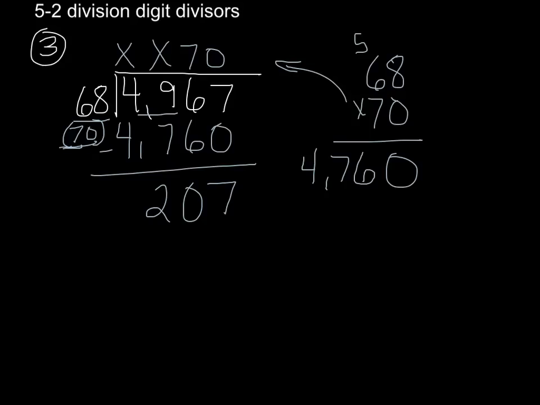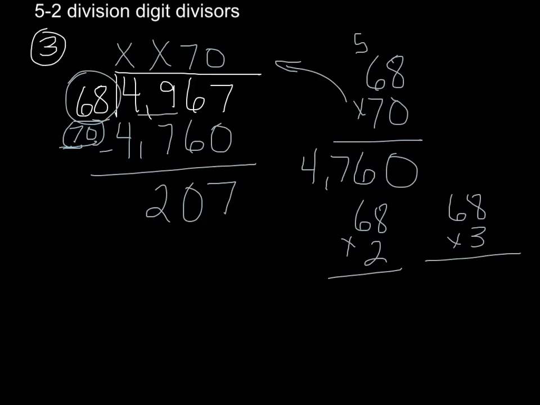I'm going to go back to that 70 and say, okay, 70 times 1 is 70. So now I'm counting by 70s. Well, I know 7 times 3 is 21, so 3 would seem to be too big. But my real number is 68. So right now I think I have to try two things. I think I have to try 68 times 2 and 68 times 3, because I'm not sure which one it's going to be.